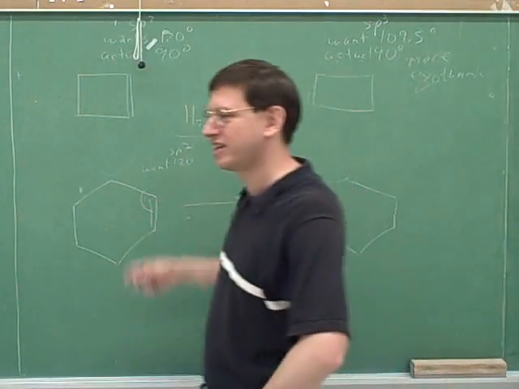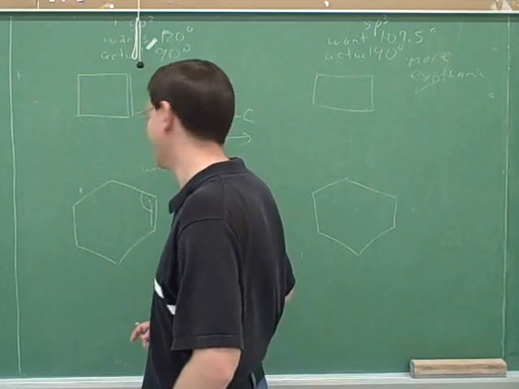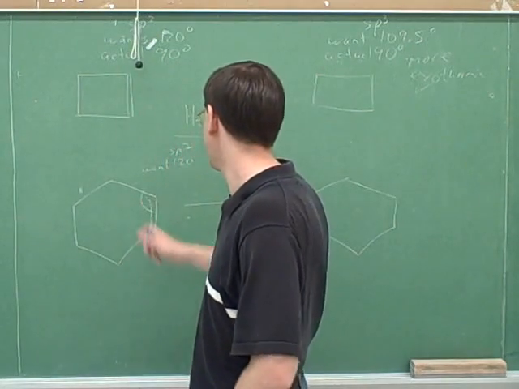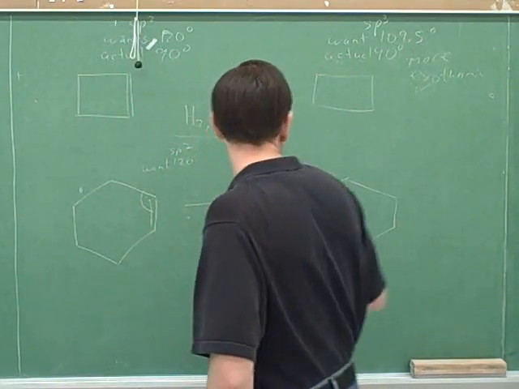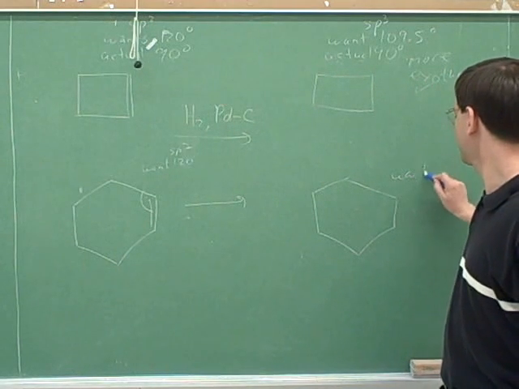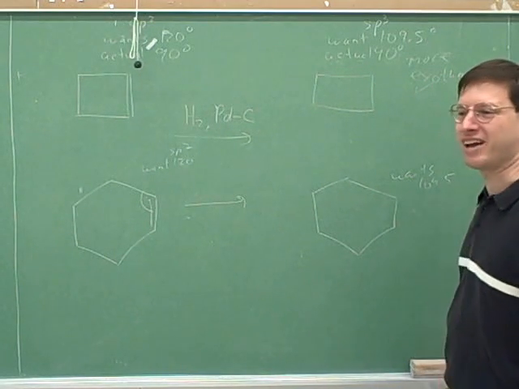The actual is 120? Oh, it really is 120? Yeah. You just worked that out? Yeah. Oh, good, great. So then this would be very happy. In fact, in a sense, that would be happier than this, because this wants 109.5.